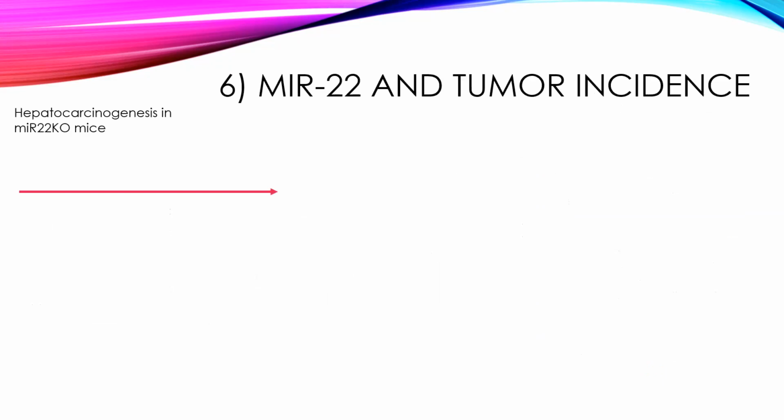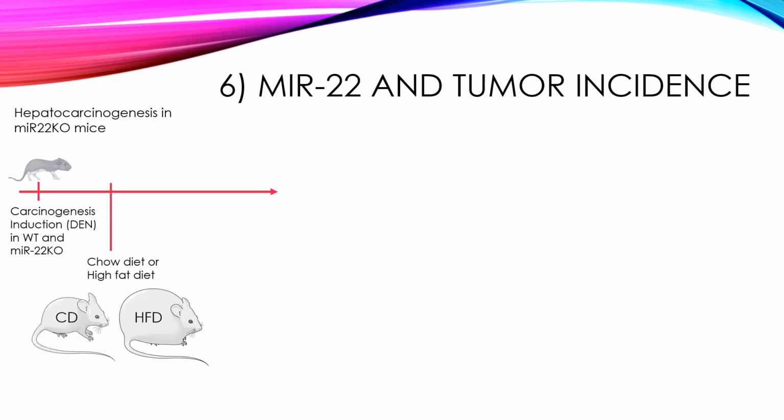And for this, we again turned to in vivo analysis with our microRNA-22 knockout mice. Here we induced tumorigenesis in either wild type control mice or microRNA-22 knockout mice. We did this by injecting a hepatic carcinogen. Two months later, when the mice were adult, we put them either on a chow diet, a normal diet, or a high-fat obesogenic diet. And in the next couple of months, we followed the incidence of tumors in the liver.